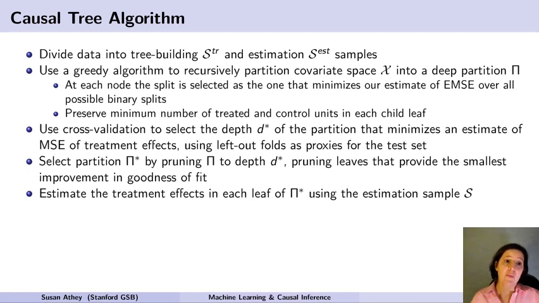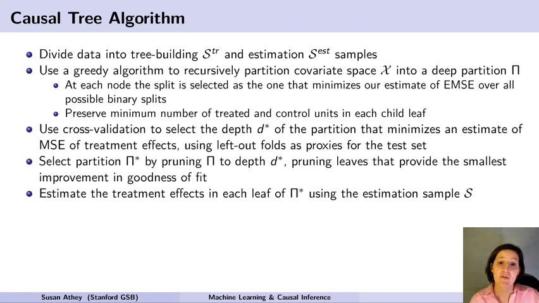So in particular, I'm going to use a greedy algorithm to recursively partition the covariate space X into a partition pi, and at each node the split will be selected as the one that minimizes our estimate of expected mean squared error over all possible binary splits. I'll also have to have some minor modifications to make sure that each time I do a split, I actually have treated and control units and a minimum number of those in each leaf. I don't want to end up with a leaf that has only treated units because then I can't estimate a sample average treatment effect.